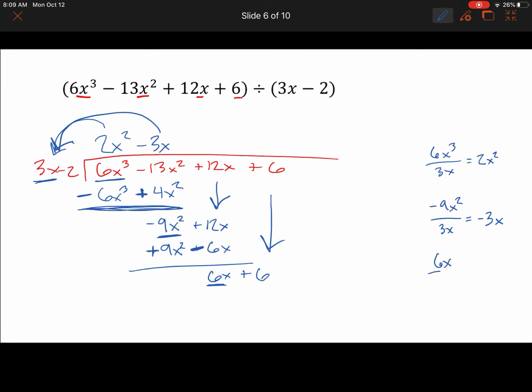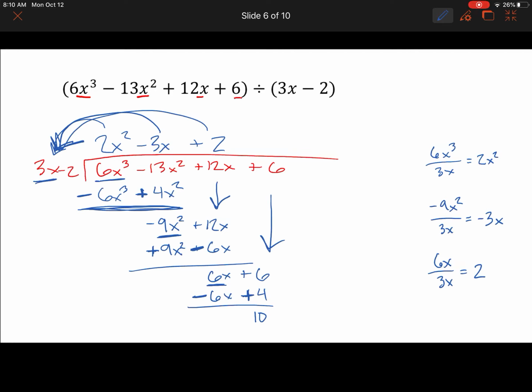First term on the inside divided by the first term on the outside. 6x divided by 3x. 6 divided by 3 is 2. X divided by x is 1. So 2 is all I have left for that term. And then we multiply. 2 times 3x is 6x. 2 times negative 2 is negative 4. And we distribute that minus sign, minus this, so that becomes a plus. 6x minus 6x is 0. 6 plus 4 is positive 10.